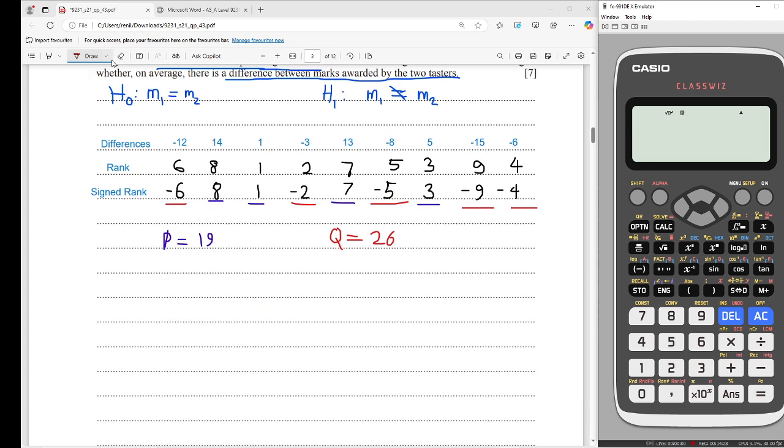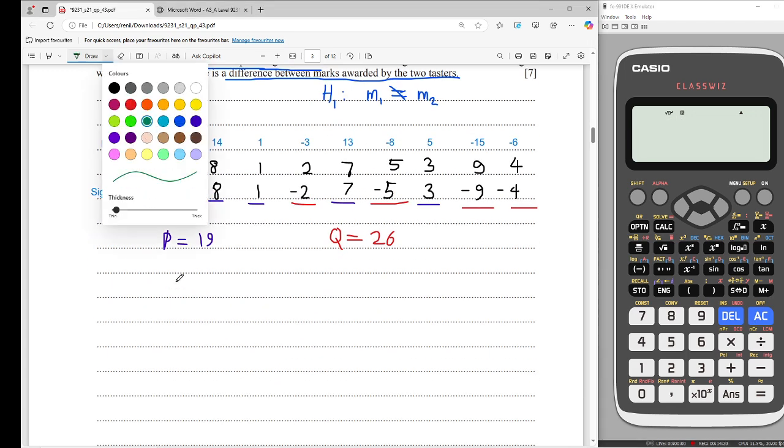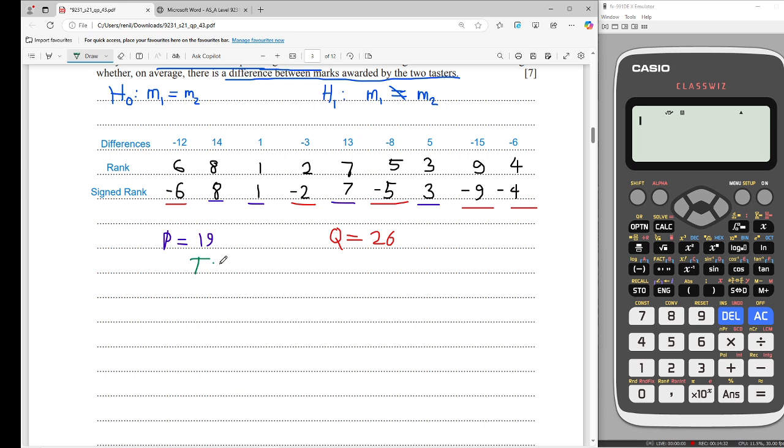Now to calculate the test statistic, we have a formula. T is equal to the minimum of P comma Q. What does this min mean? It means the smaller value between P and Q. What I mean to explain by this is T equals min of P, Q. P is 19, Q is 26. So which one is smaller, 19 or 26? It's 19. So test statistic is 19.